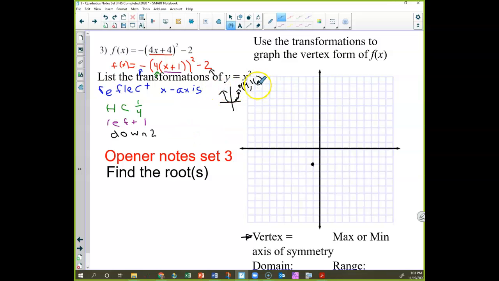And the reason I would think to use this is because of this horizontal compression. Taking 4 and doing a fourth of it is a nice, pretty whole number. The difficulty is I'm way up here on my graph, and so drawing that out is not going to be easy because 16 is way up here.